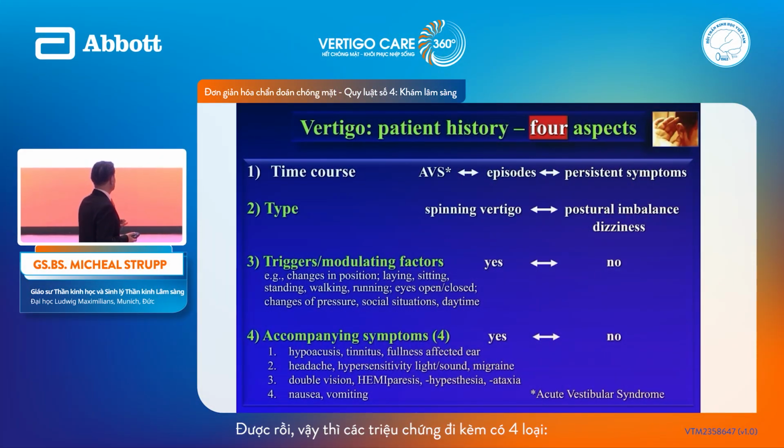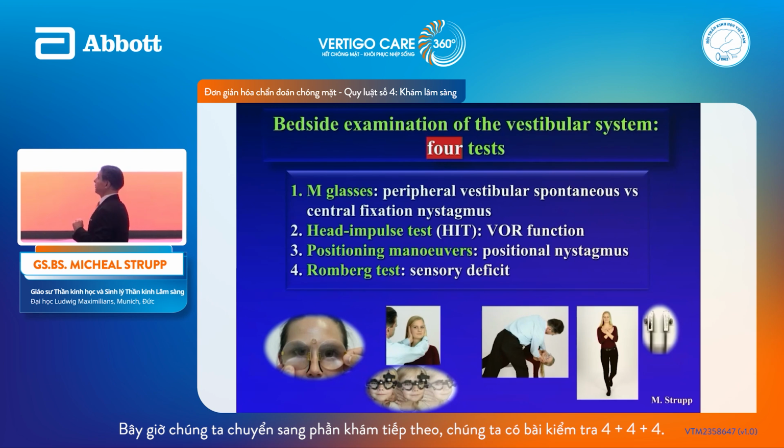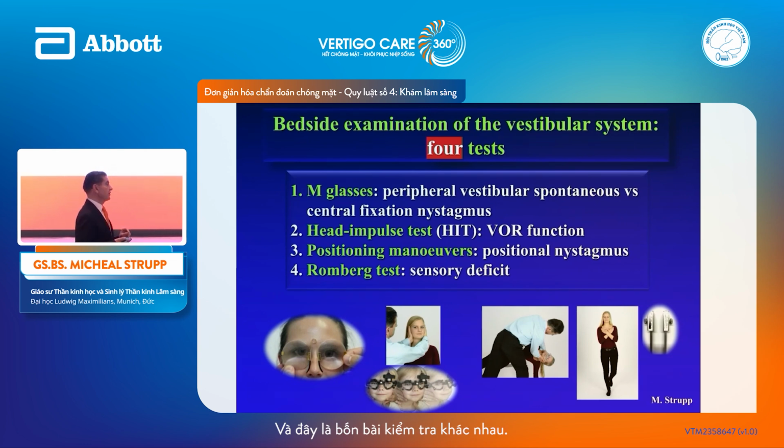Okay, so accompanying symptoms, 4 categories: inner ear, central, migrainous, and nausea and vomiting. Now we move over to the bedside examination. We have 4 + 4 + 4 tests. And here you see the 4 different tests.